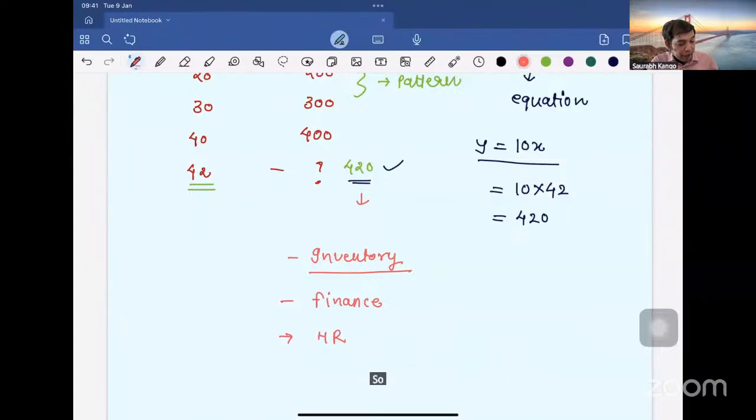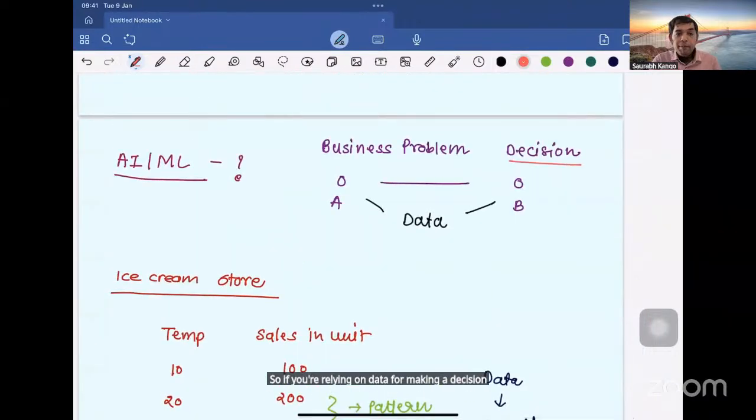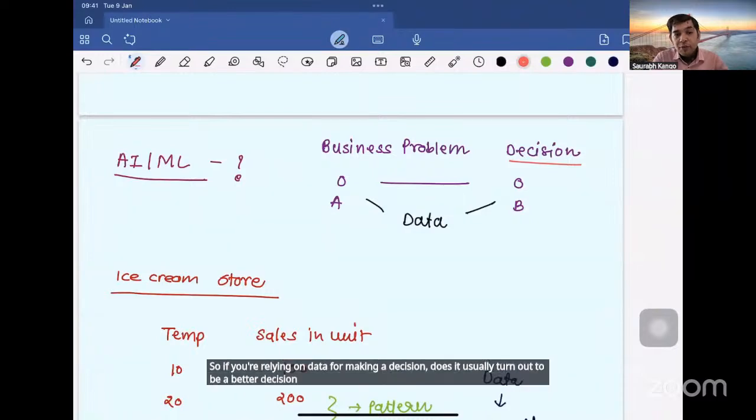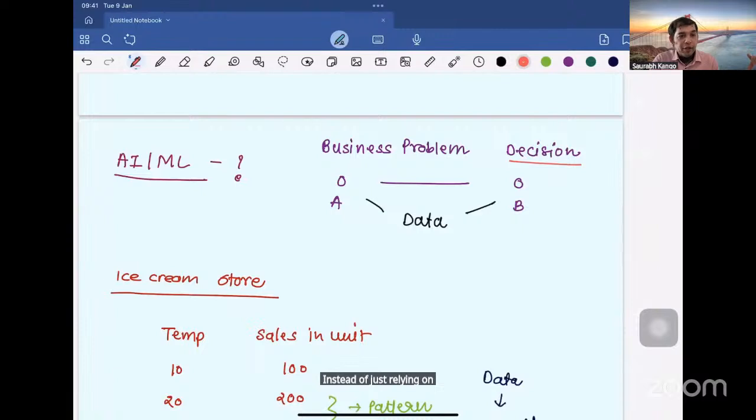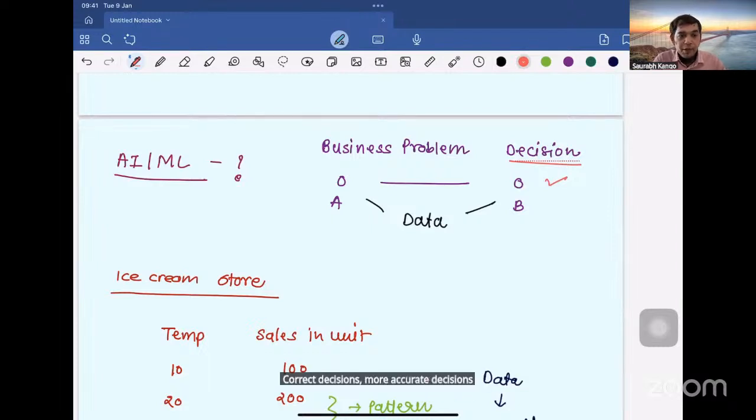So if you are relying on data for making a decision, does it usually turn out to be a better decision, comparatively more successful? Instead of just relying on gut feeling or any other method, if you rely on data, do companies end up making better decisions, correct decisions, more accurate decisions, right?